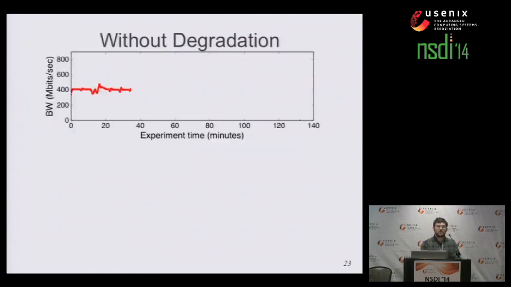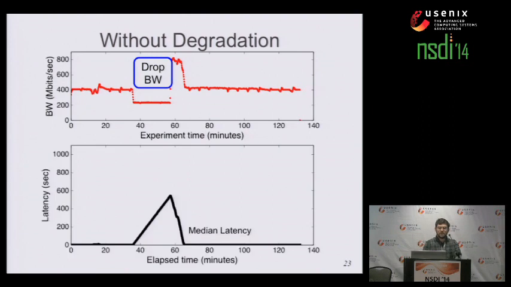Here are the results without degradation. The system is able to run at 400 megabits per second, using a large fraction of the overall gigabit link into Princeton. We then applied bandwidth shaping on the source side using the Linux kernel bandwidth shaping mechanisms. The result, as you would expect, is that bandwidth drops when we apply bandwidth shaping and then goes back up as the queues drain afterwards when we remove the bandwidth shaping. Here's what happens to latency.